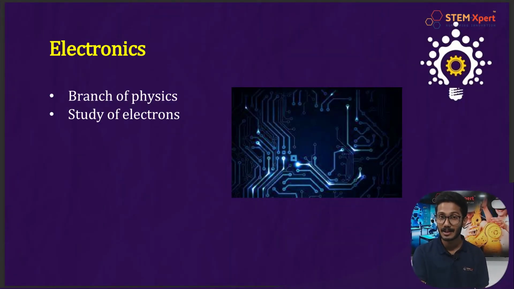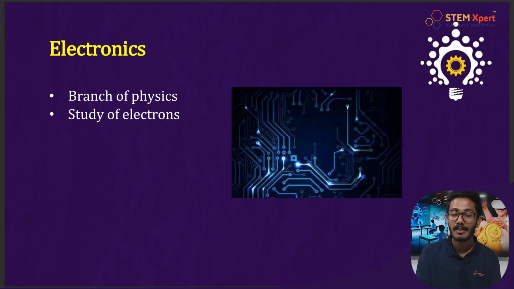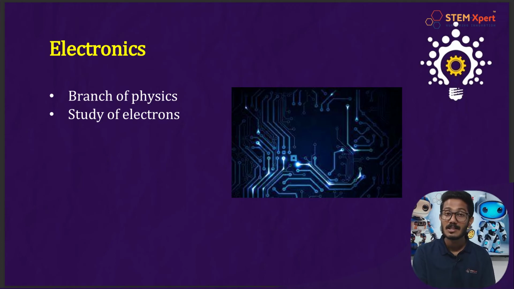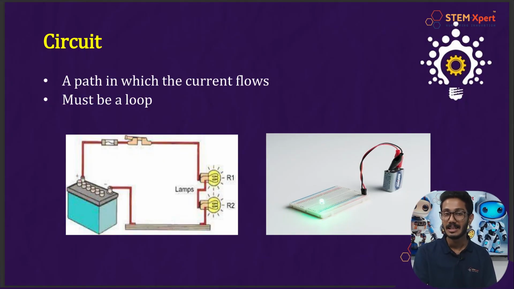Okay, let's wind up our session. Before we wind up, let's summarize what we learned in this session. So first we learned what electronics is. Briefly, electronics is a branch of physics which deals with the study of electrons. So what about an electronic circuit? A circuit we can simply define as a path in which current flows. It must be a loop.